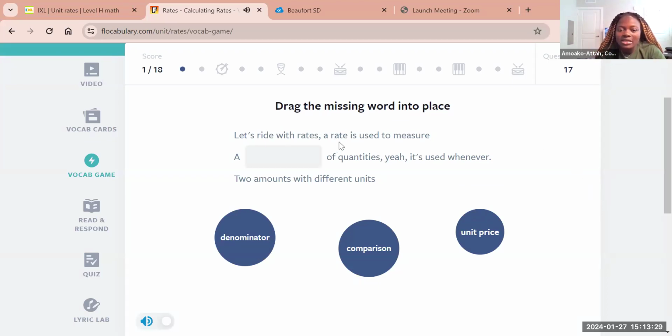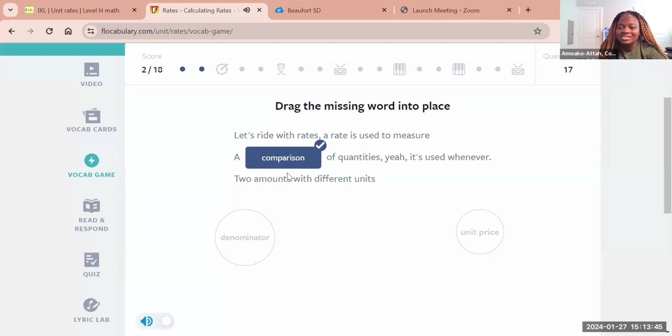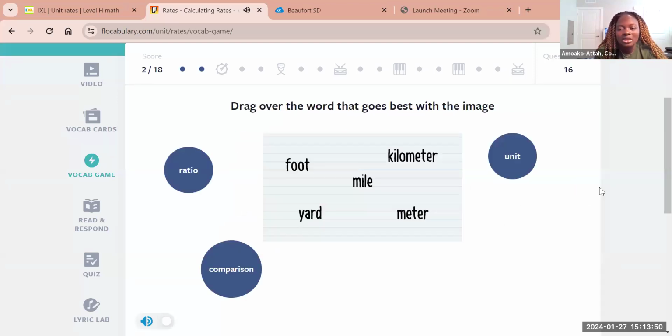A rate is used to measure, so what do you think will be the correct answer for this? A denominator of quantities, a comparison of quantities, a unit rate of quantities. A comparison of quantities is correct. So she chose the answer that is correct. Let's see this one: draw the word that goes best with the image. Ratio, no. Comparison, no. Units, yay!